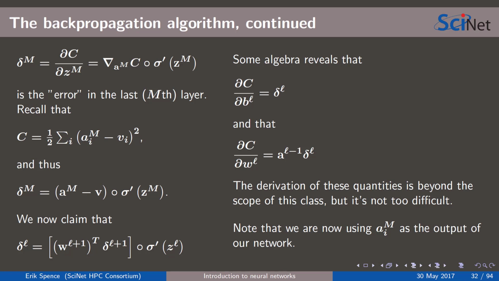The partial of c with respect to b of the nth layer is just delta of L. The partial of c with respect to the weights of the nth layer is a of the previous layer, the layer behind, times delta L. Whew.